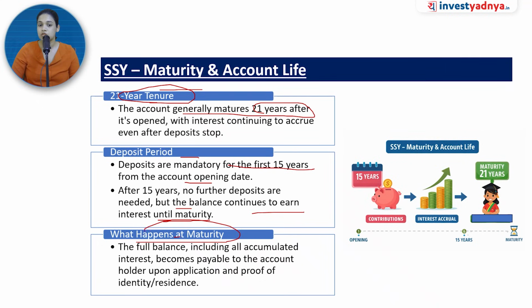But what happens at maturity? The whole balance, including accumulated interest, becomes payable to the girl child upon application and proof of identity. So that means the contributions stop at 15 years, but the maturity happens at 21 years.